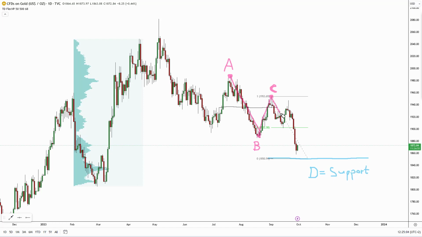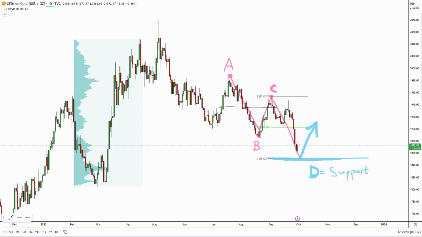So now the price is heading towards the level D, towards the support, and from D it should go up. As you can see, the price is pretty close to that level, so I recommend watching out for this level because chances are that the price will reverse here. So this is the ABCD setup on the daily chart on gold. We just need to wait for the price to hit the level D.